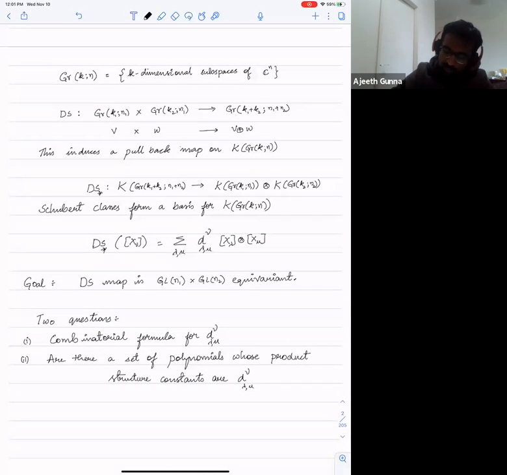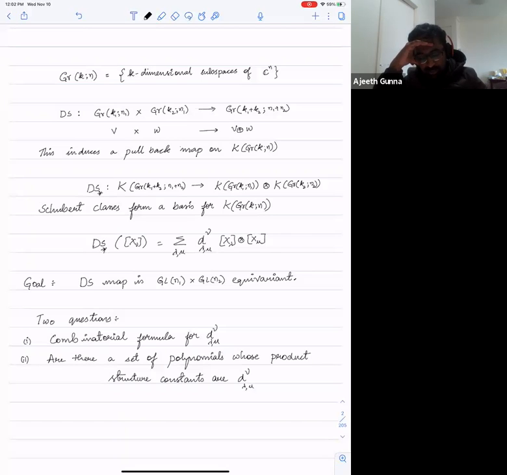If you don't know any geometry, please don't worry about it. All you need to know is that there is a ring and there is a basis. And we are trying to compute the product of the basis elements. So let's start with the Grassmannian. Grassmannian is the set of k-dimensional subspaces of an n-dimensional space.